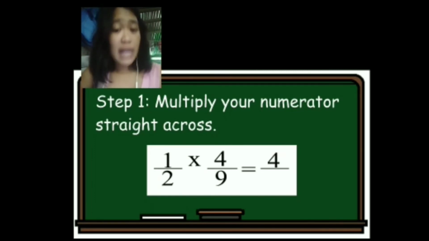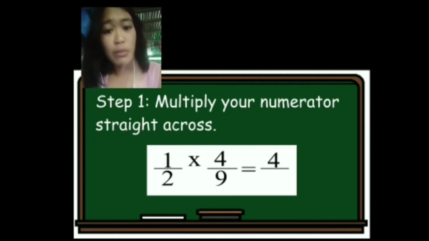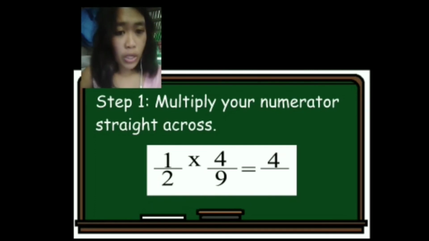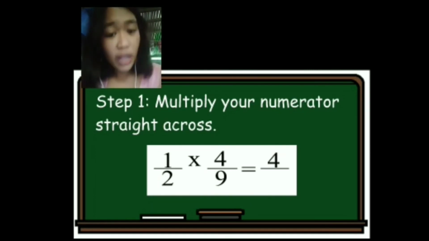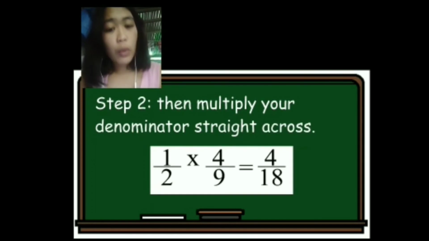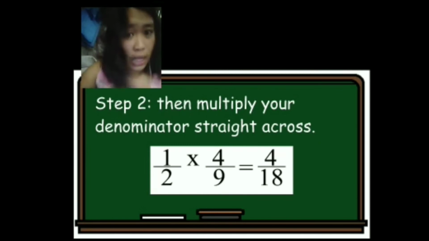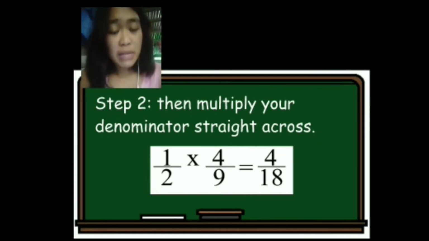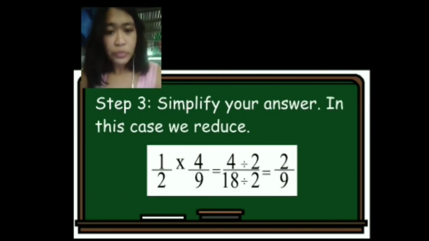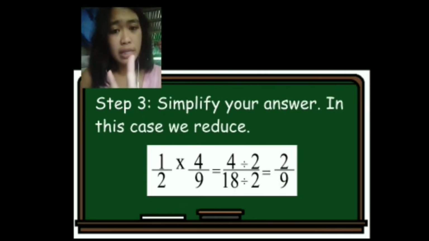Okay, to solve the given problem, we need to follow the steps of multiplication of a fraction as I mentioned earlier. Step 1 is to multiply your numerators straight across. So we have 1 times 4, which is 4. In step 2, multiply your denominators straight across. So we have 2 times 9 is equal to 18.